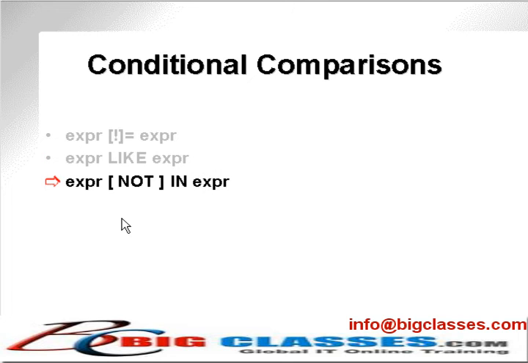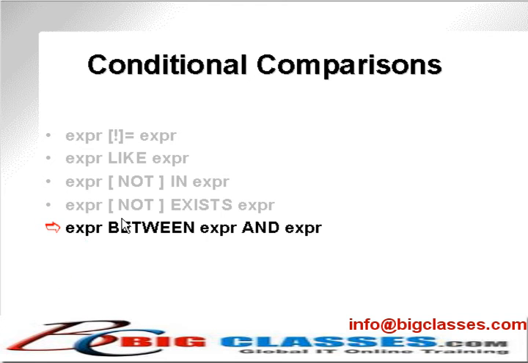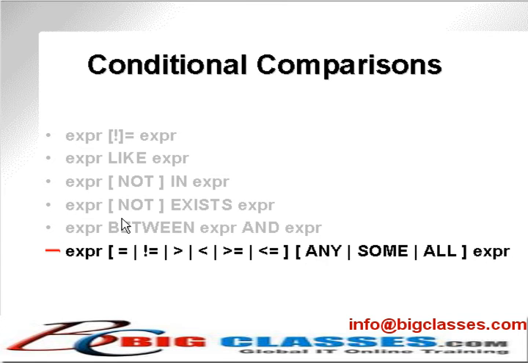Expression in expression. Something is in a set or something is not in a set. Expression exists or not exists. That means that something exists in a set or it does not exist in a set. Expression is between something and something. A value is between two different values. It's a range check. Any, sum and all apply to grouping functional expressions. We will get onto that with the group by clause later on.